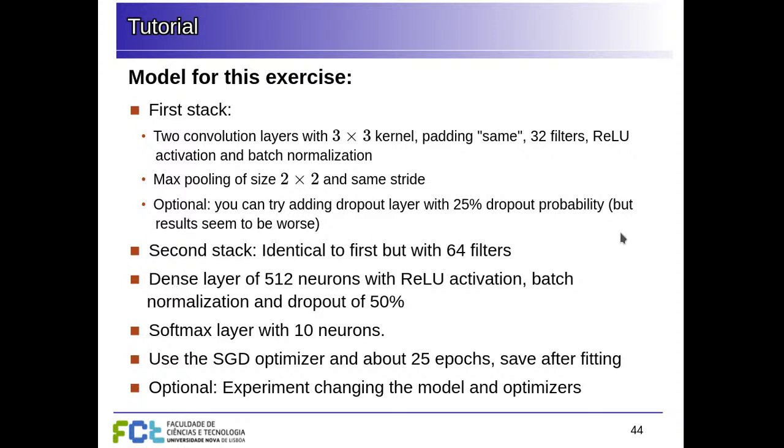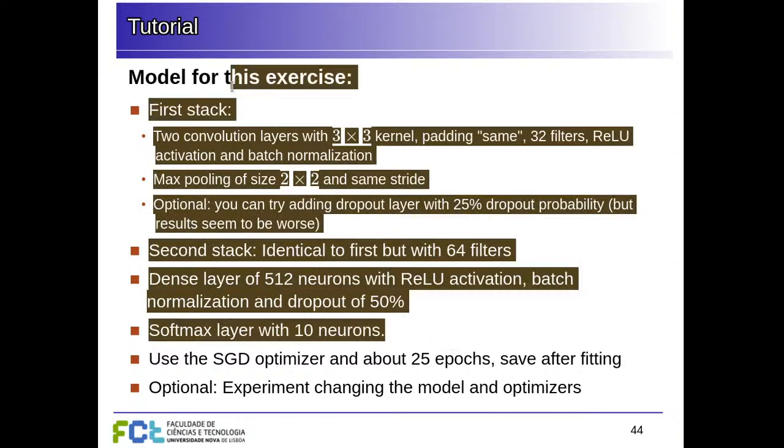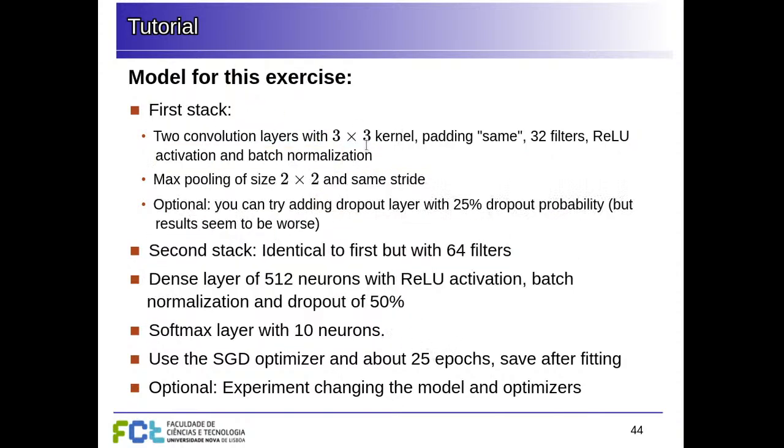Remember that in this transition here, you need to flatten the tensors so that you can fit them in the dense layer. Here you can use dropout, for example, of 50%, and then you can add the softmax layer and use this optimizer. You can experiment changing the network. You can simplify the network, reduce the number of filters, take out convolutional layers, add convolutional layers, add more layers to the dense part, do some changes like that.